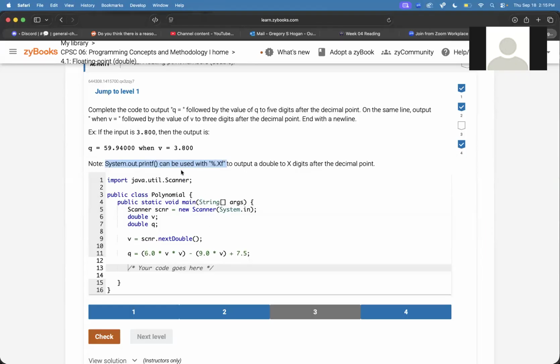So coming back over here, it says we want to print it to, what's it say?